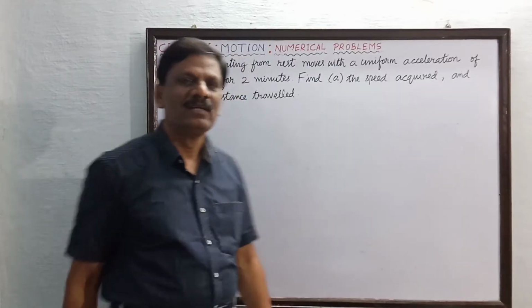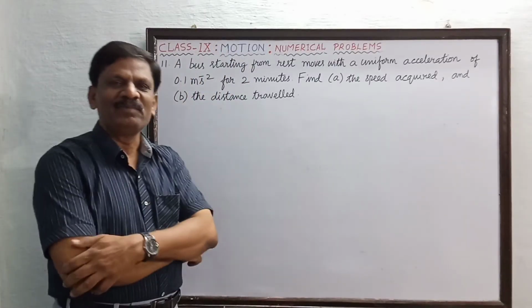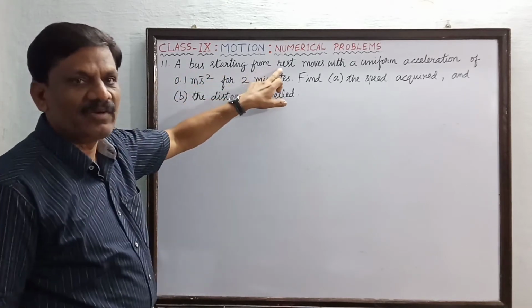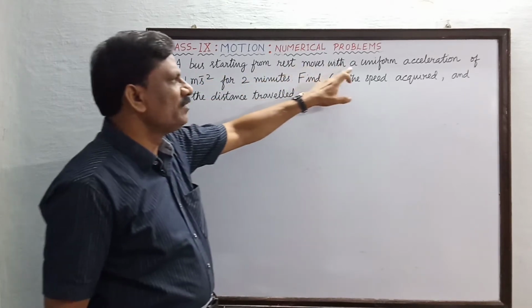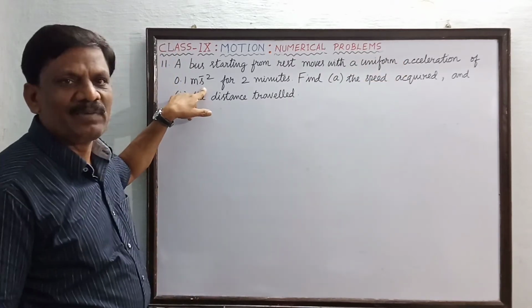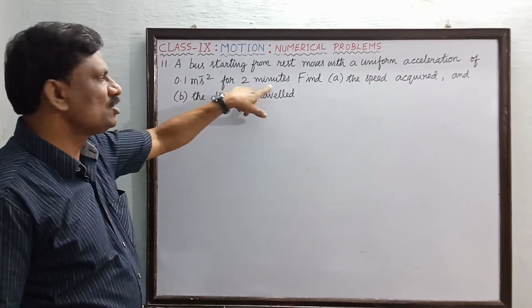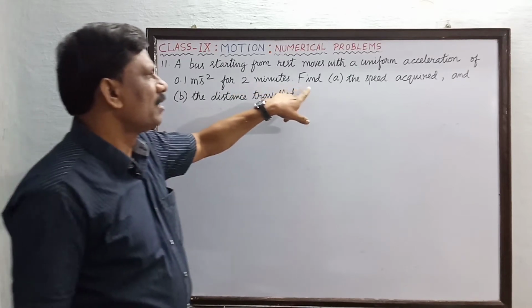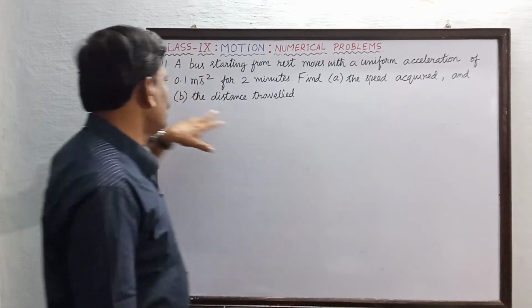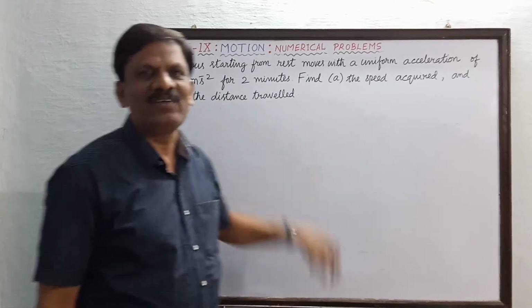Hi students, now we are going to solve problem number 11. A bus starting from rest moves with a uniform acceleration of 0.1 meter per second square for 2 minutes. Find the speed acquired and the distance travelled.